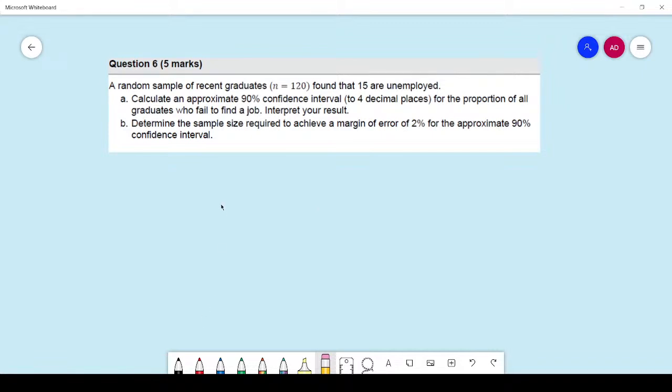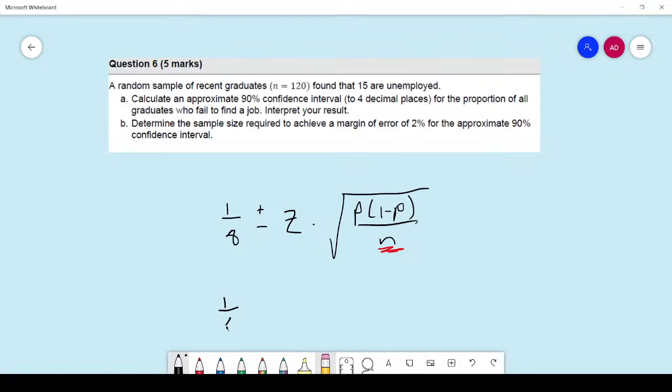Right, so what they're looking for here, let's say 1/8 was our average, plus minus Z score times the square root of p(1 minus p) over n. We need to find an n such that this whole thing is a 2% margin of error for the approximate 90% confidence interval. So let's just sub in what we do know. This z-score was 1.645 for 90% confidence interval. And then we know p to be 1/8, which means 1 minus 1/8 is 7/8, and n is what we're finding.